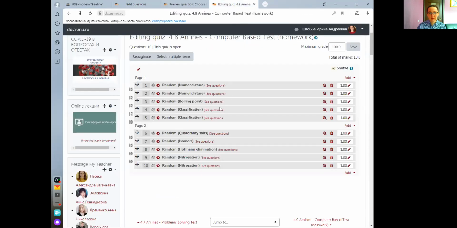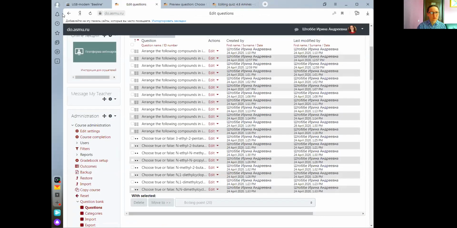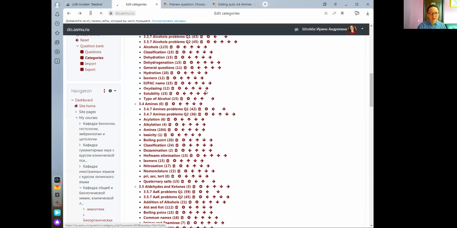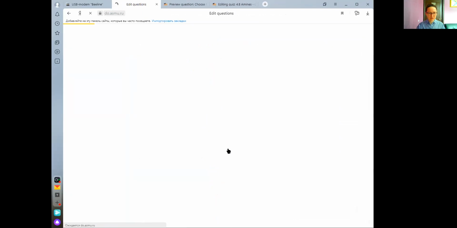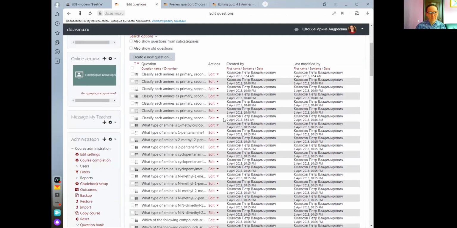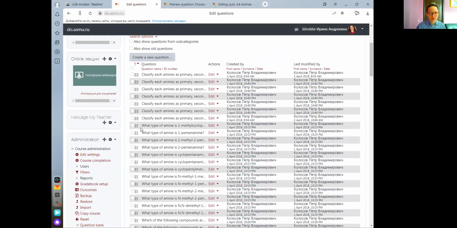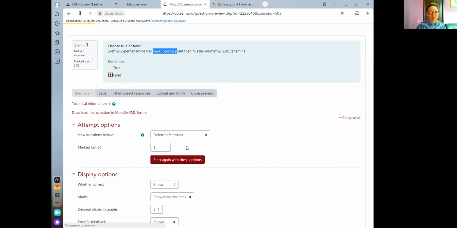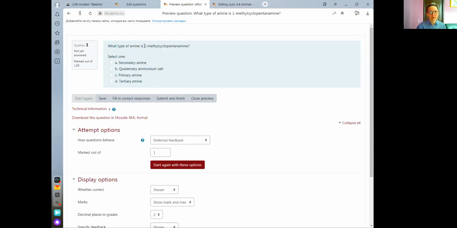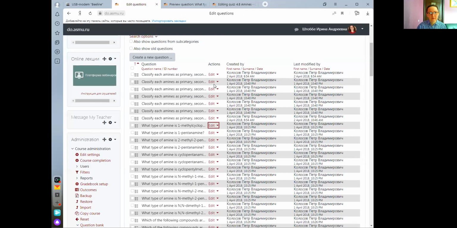Next one type is classification. Two questions of classification of amines. Classification, 24 questions. It's about primary, secondary, or tertiary. And here we have MCQ, multiple choice, and matching. Let's look at MCQ. You are given one name of amine and four variants of answer: secondary, primary, tertiary amine, or quaternary ammonium salt. Just draw formula of the structure of this one amine and choose a correct variant.